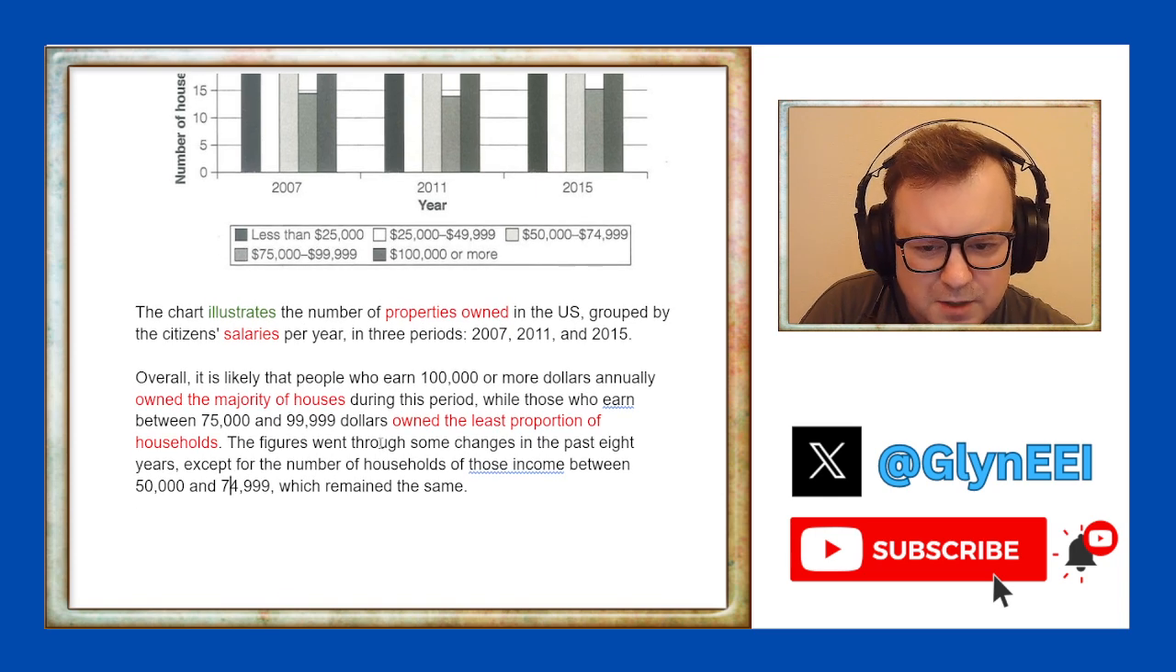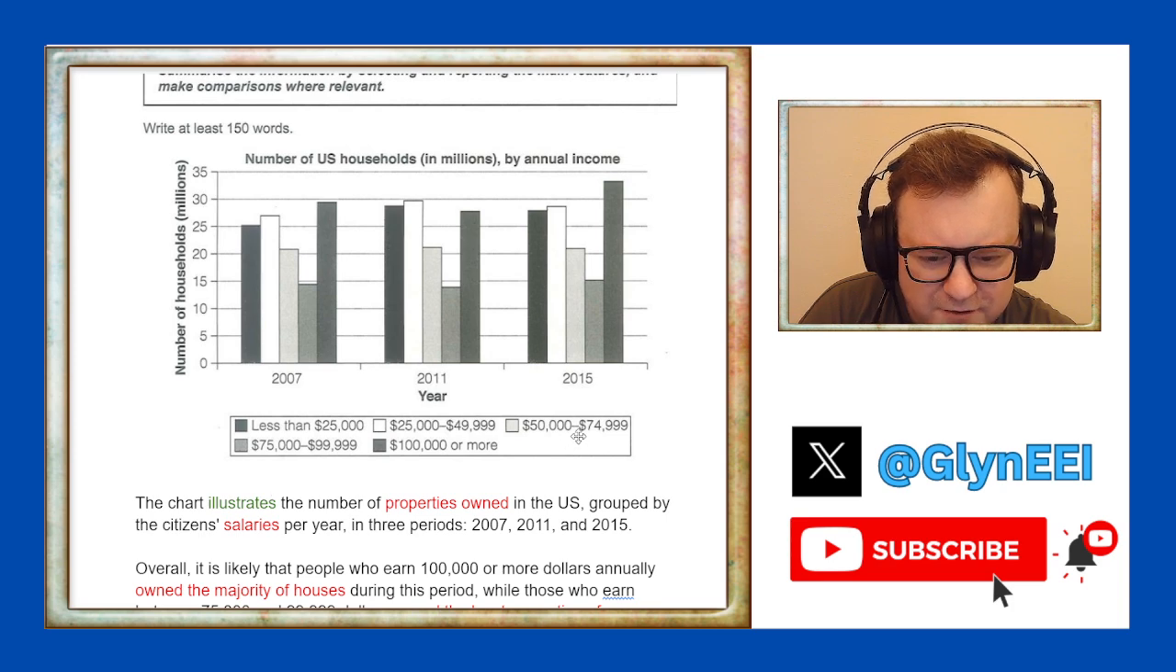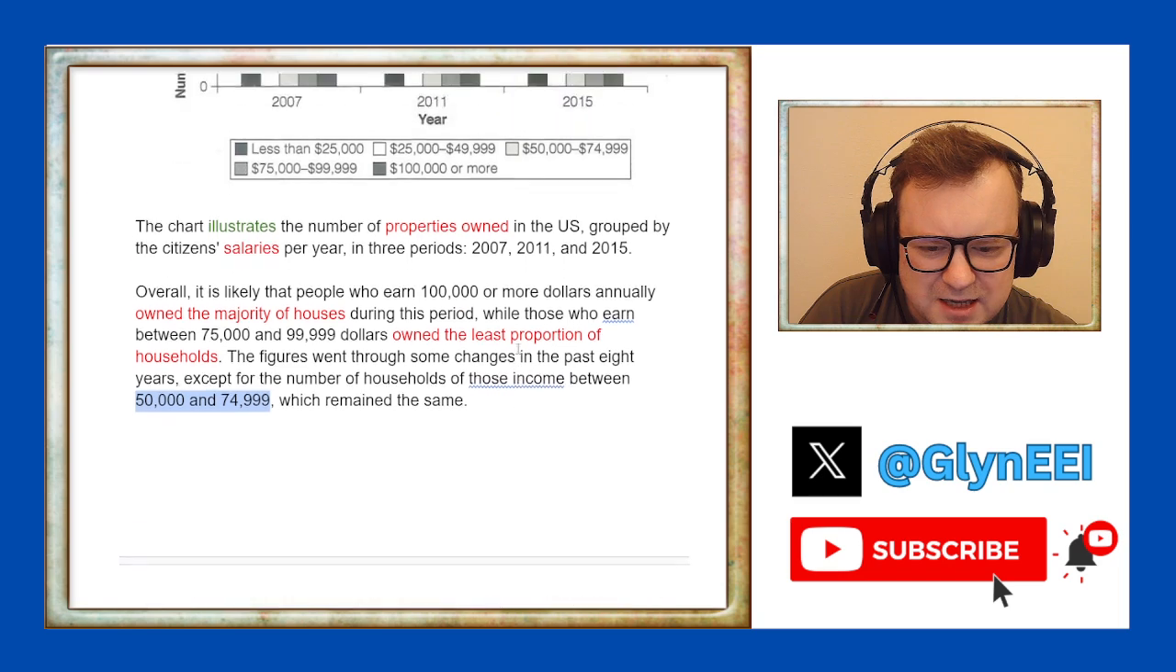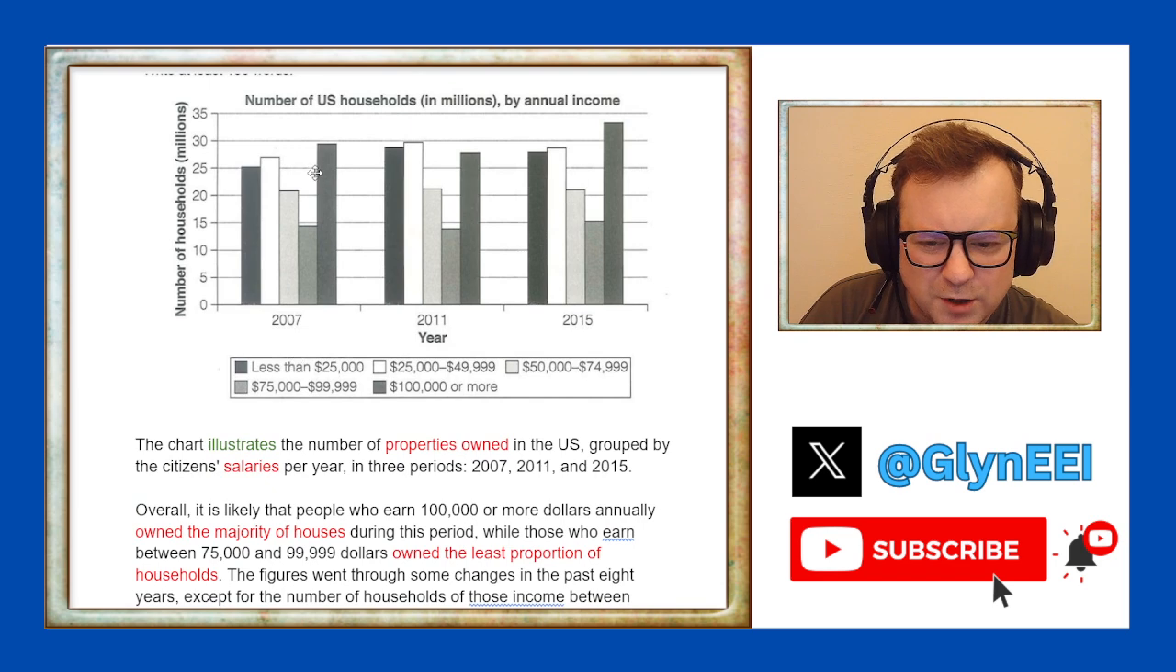But is that true? So this candidate is saying that the figures went through some changes, so all of them, except 50 to 75. So let's check 50 to 75 first of all. 50 to 75, that's the third one. No change, no change, no change. Agree. But have a look at also 75 to 100. There's really minimal change there. So I don't think it's fair to say that they all went through some changes except that one group.